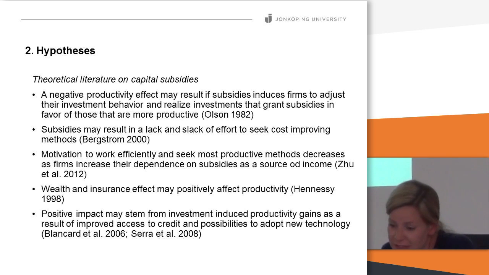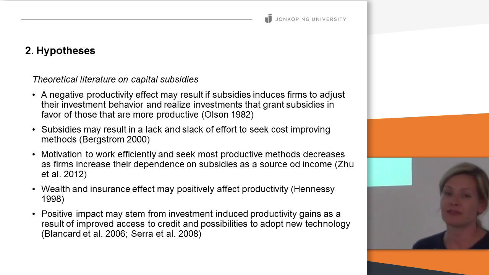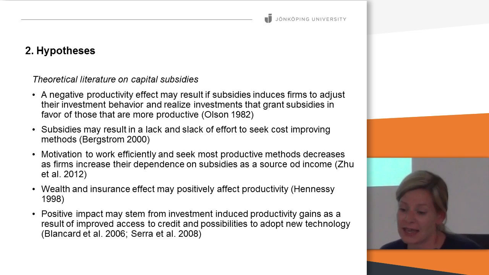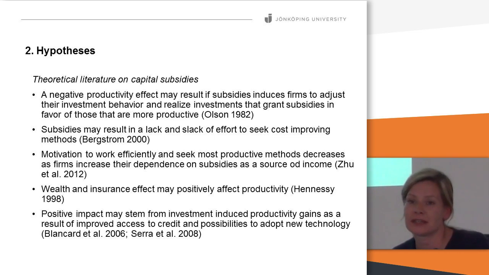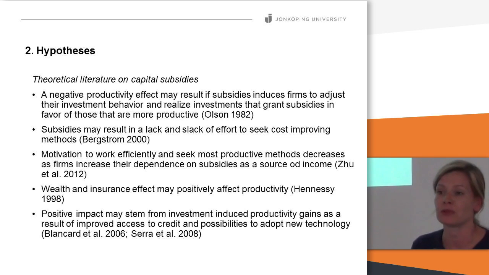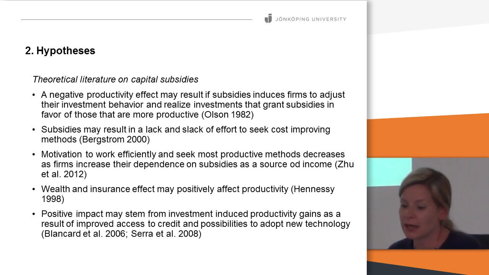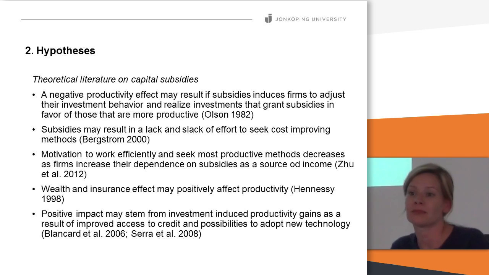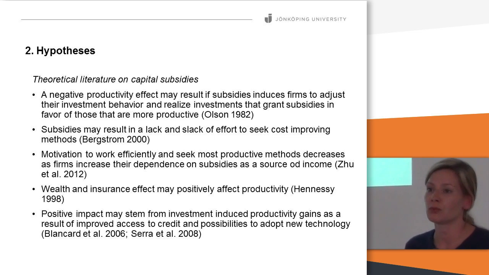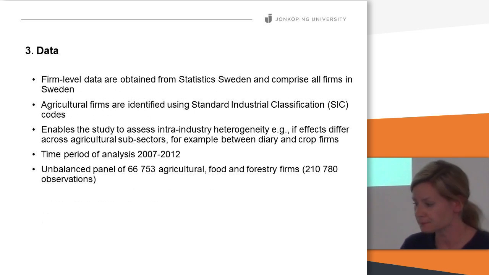And just very briefly, you can just read off the slides, but a negative effect on productivity is the case if firms adjust their investment behavior and realize those investments that grant subsidies, basically if they start to get involved in rent-seeking behavior. Also, if they receive so much subsidies in relation to their total income that they become less motivated to work efficiently because they are so reliant on subsidies. So there are a number of arguments, but the effect is ambiguous if you look at theory.